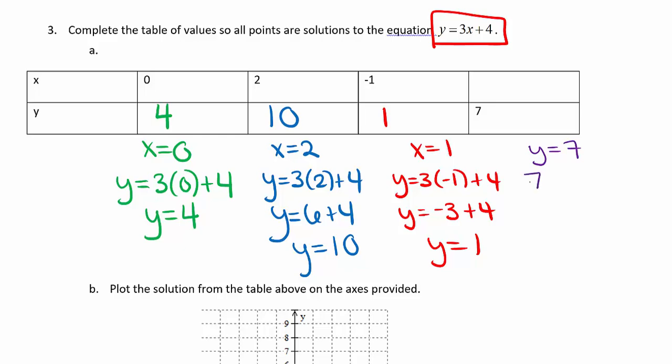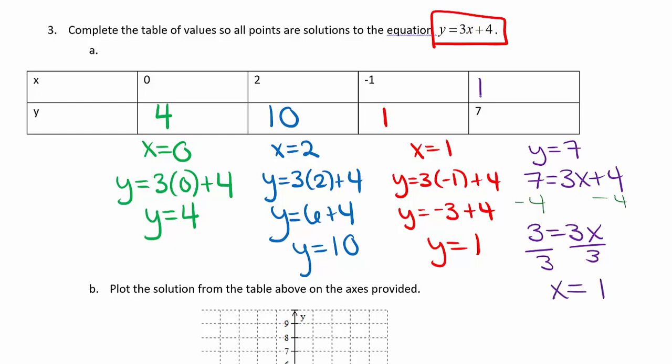If I replace the y value with 7, 7 equals 3x plus 4, this is now an equation that I can actually solve for x. I would subtract the 4 from both sides and then divide by 3, and that gives me x equal 1. So when x is 1, y is 7.